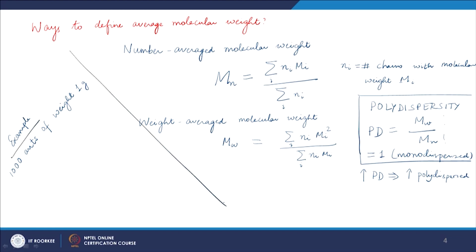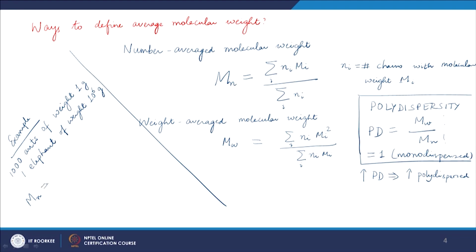Okay, I am doing an example. We think about 1000 ants of weight 1 gram, and we have one elephant of weight around 1000 kg. So, let us keep it around 10 to the power 6 gram. Okay. Now, if I compute the number average molecular weight Mn, what is it going to be?